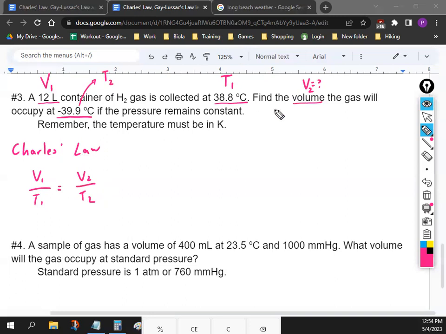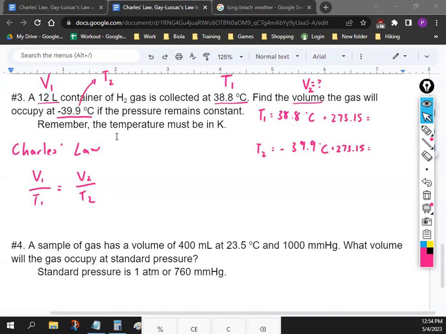Yeah, we have to turn temperature into K. So we got to take T1, which is 38.8 degrees Celsius, and T2, which is negative 39.9 degrees Celsius, and turn them into Kelvin. So we want to add 273.15 to both of them. And then after that, you can plug it into this equation and then solve from there.